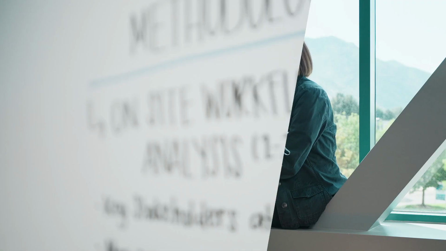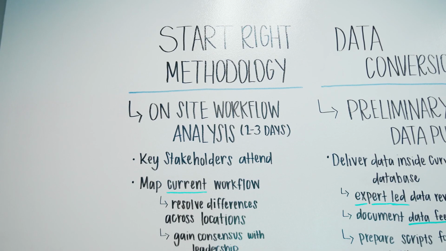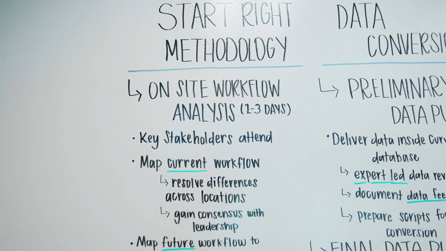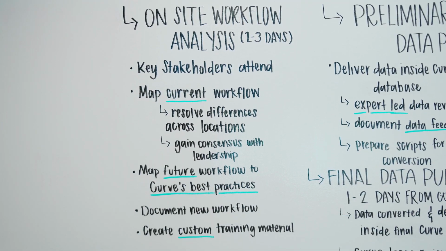So let's talk first about our on-site meeting that we have. We come to the office and we start off with meeting with the stakeholders. Those stakeholders are heavily involved in making the process decisions. They're going to tell us what the current workflow is, and they're going to be involved in making the decisions on what our future workflow is going to be inside of Curve.